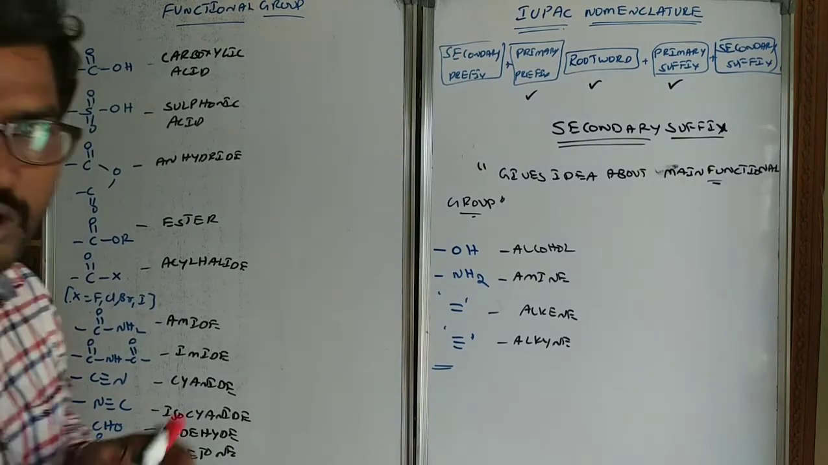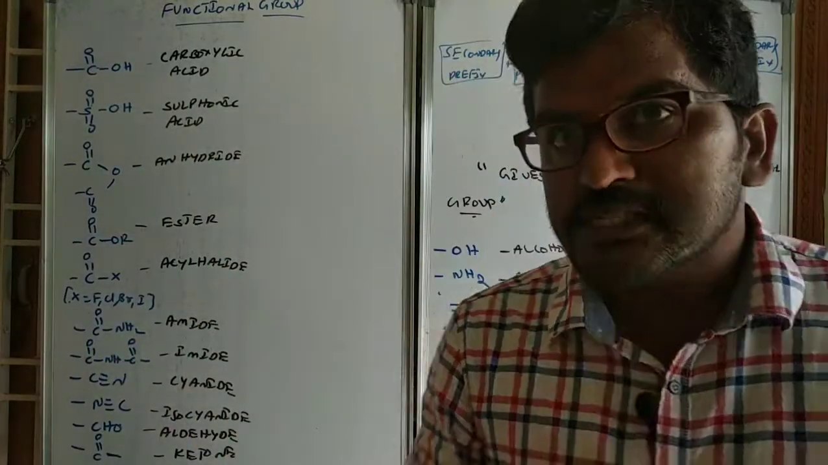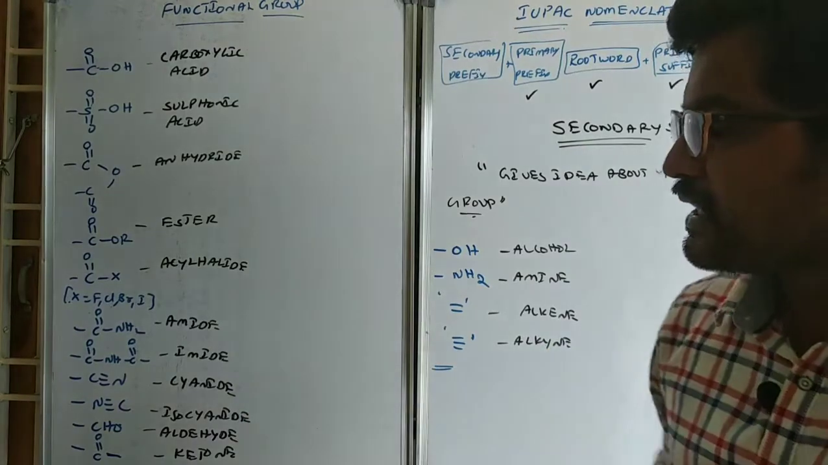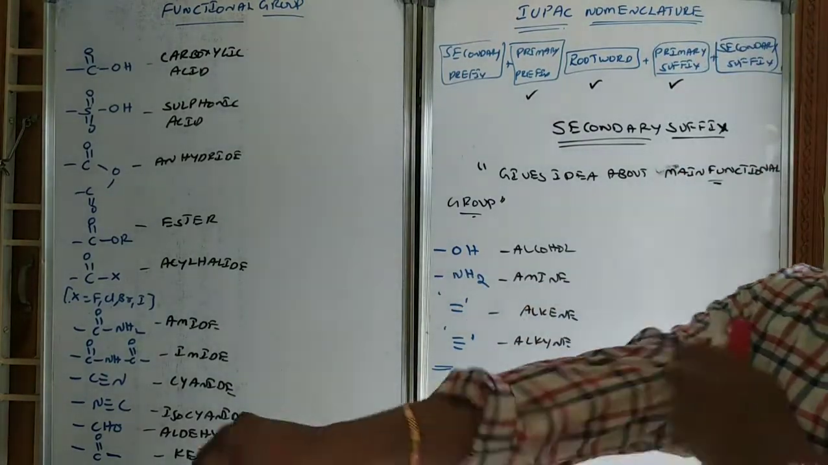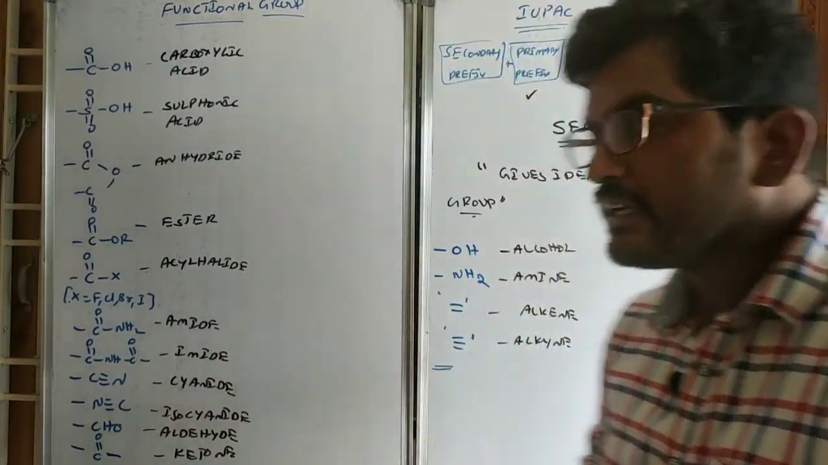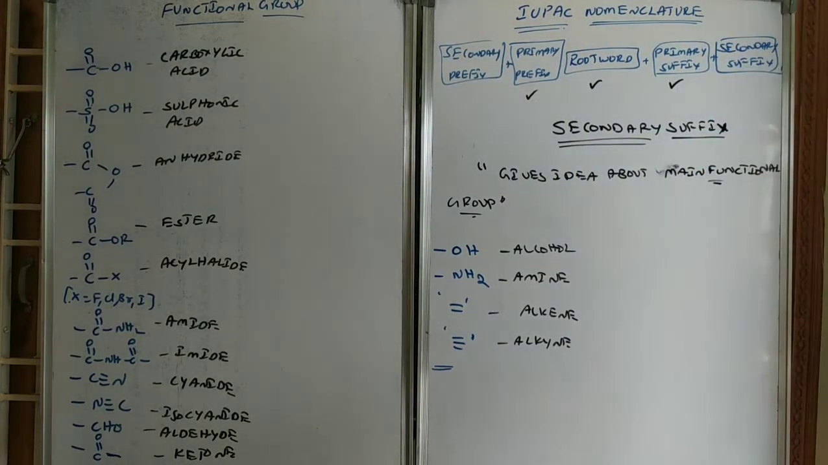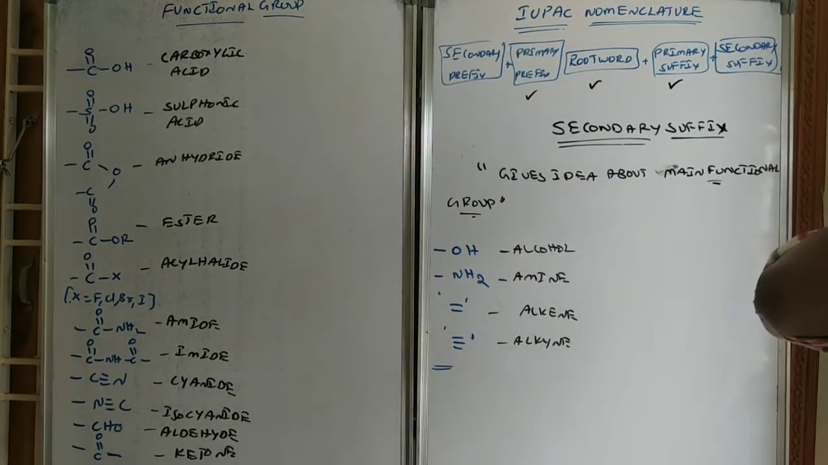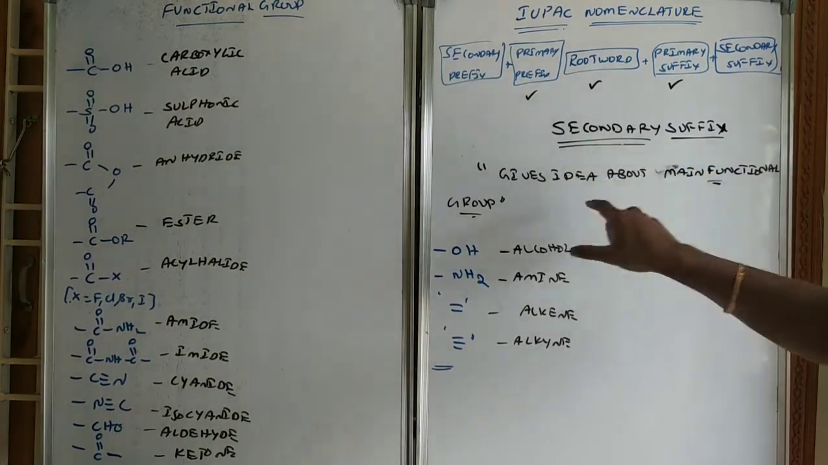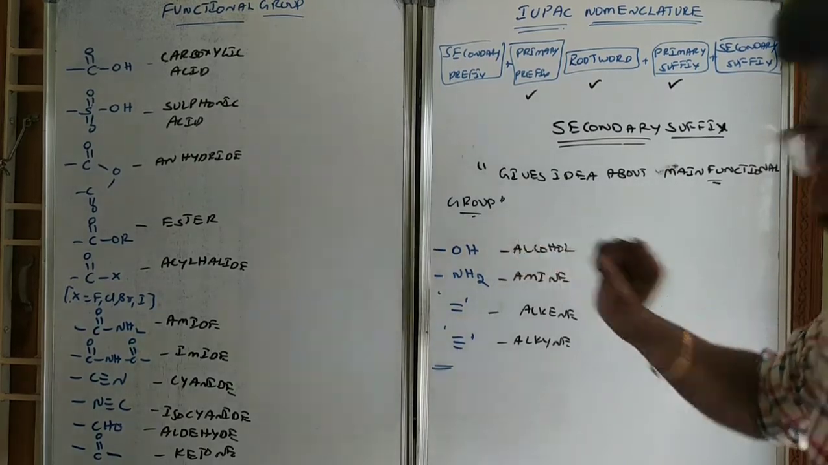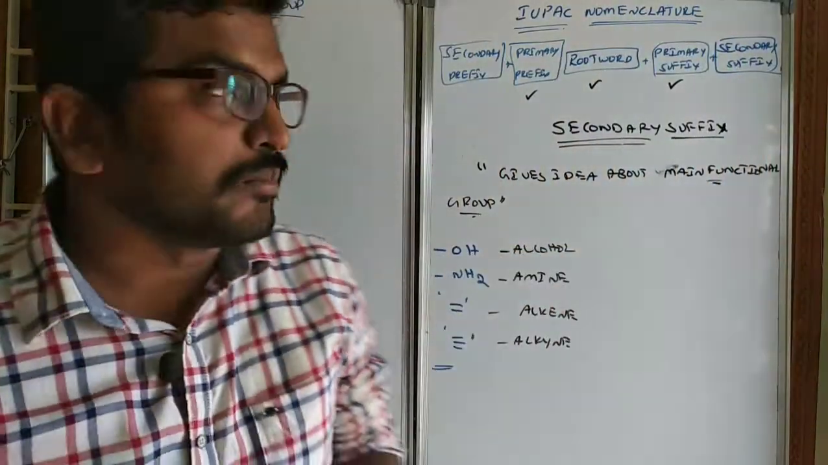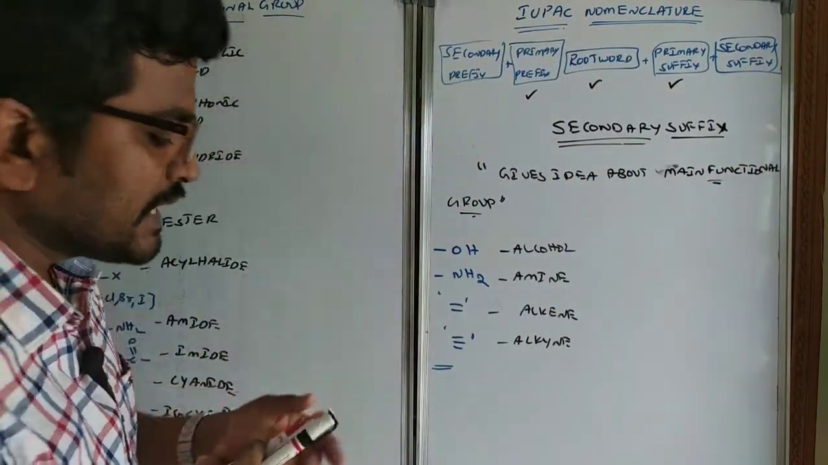So an atom or group of atoms that decides the nature of an organic compound is known as a functional group. In a given organic compound, which functional group is present can be identified by using the secondary suffix. So a secondary suffix gives an idea about the main functional group present in the compound. And next you see the secondary prefix.